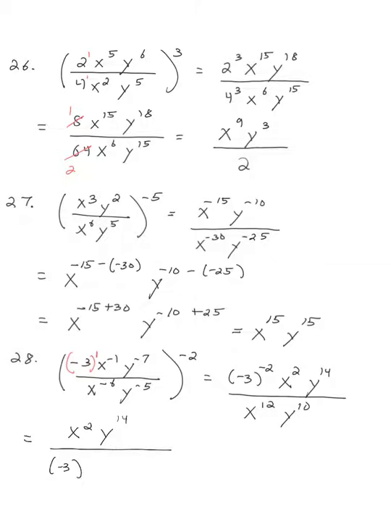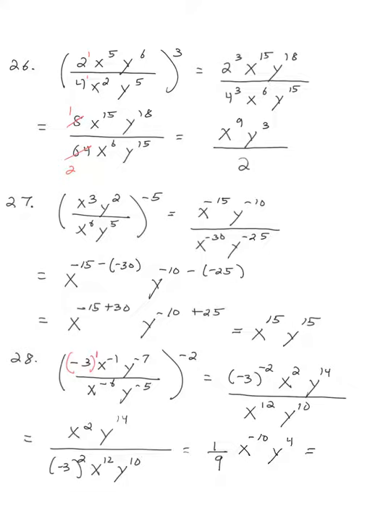That's negative 3 now to the positive 2. We get x to the 12th and y to the 10th. That means this is a 1 over, if we square negative 3, it's 9. So that's going to be 1/9. I'm now going to look at these two pieces, the x's and the y's. We have x to the 2 minus 12, that's negative 10, and we have y to the 14th minus 10, and that's y to the positive 4th.